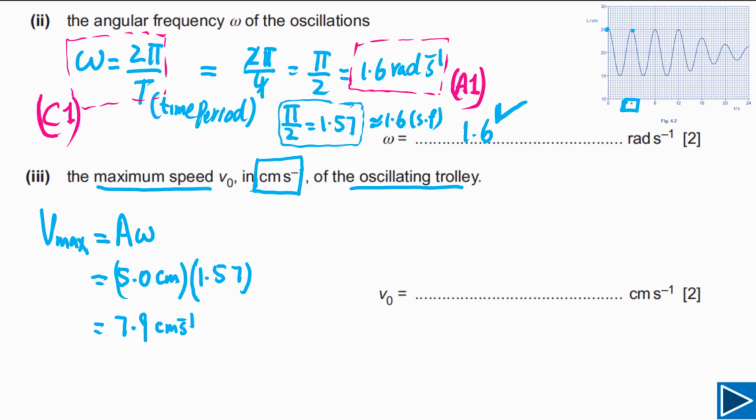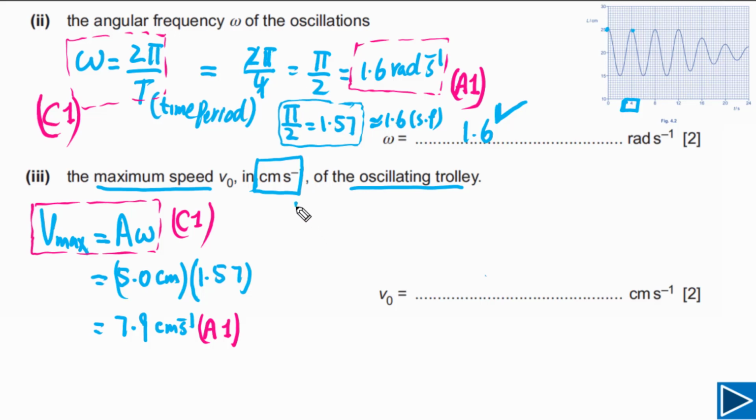And this question has 2 marks. The first mark is if you have used this formula. If you have written this one, you will get 1 mark, and that is the C1 mark. And the second mark is the answer mark. If you have got the right answer, you will get 2 marks. But if your answer is wrong, and you have written this one, you will get 1 mark. So always start by writing the formula, then plug in numbers, and then do calculations.